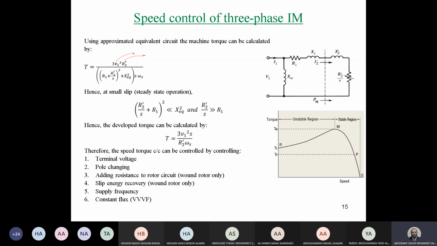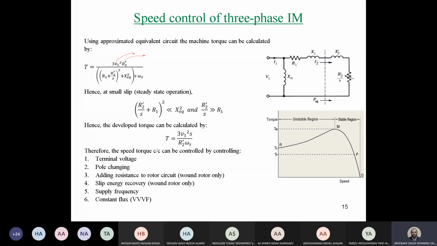Which type of induction machine can we add resistance to the rotor circuit? Wound rotor, or slip ring. This is right. So we cannot do that in the squirrel cage machine type. This is for the numerator control parameters.